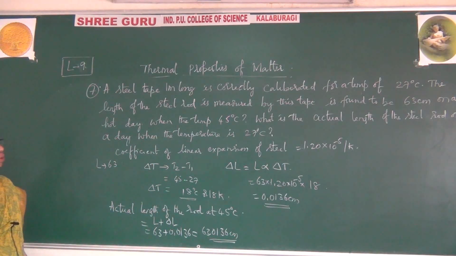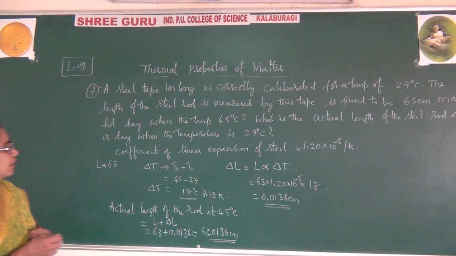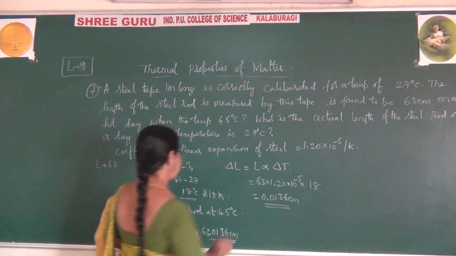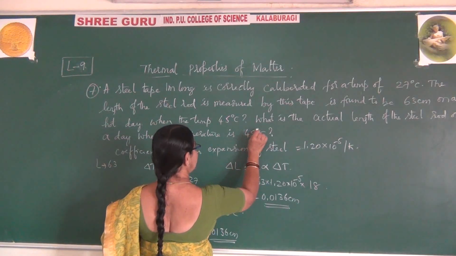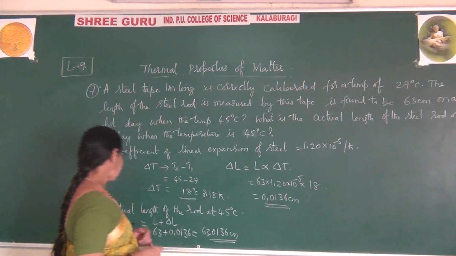So you know what is the actual length at this position, on the day when the temperature was given. So please observe. You better remember. So this is the actual length at 45 degrees centigrade we have to write. This will be correct. This is 45 degrees centigrade. So this is the answer.